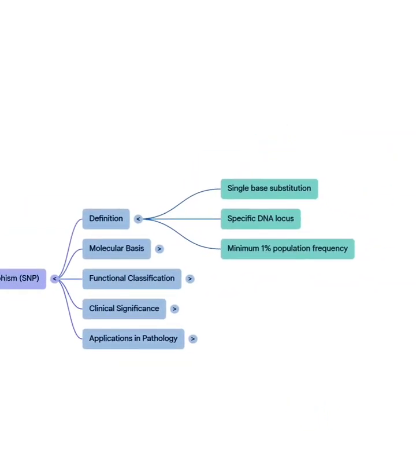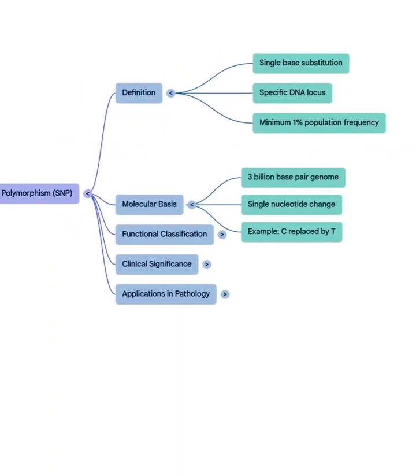Let's begin with the definition. Single nucleotide polymorphism refers to a single base substitution at a specific DNA locus, which is present in at least 1% of the population. So, two key points to remember. It involves one nucleotide change. It must have a minimum population frequency of more than 1%. If the frequency is less than 1%, we classify it as a mutation and not as a polymorphism.